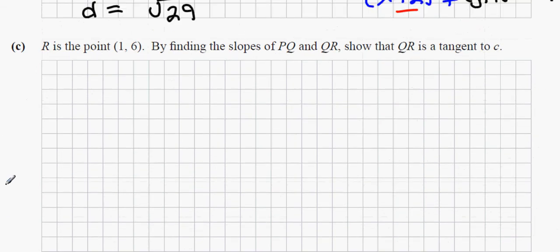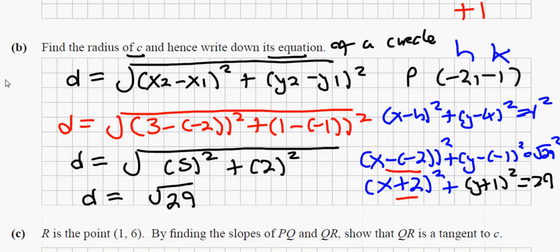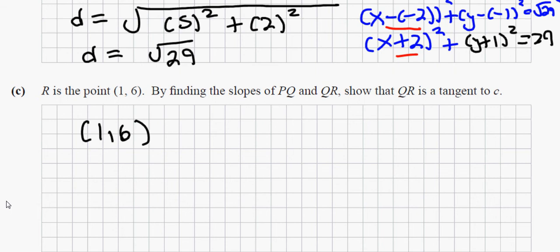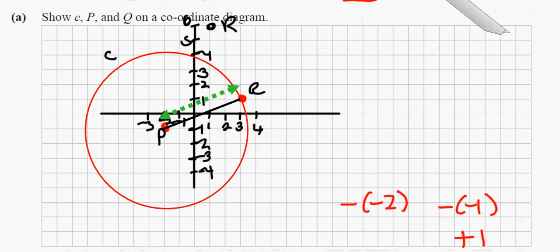Now, R is the point (1, 6). By finding the slopes PQ and QR, show that QR is a tangent to C. So R is the point (1, 6). Let's look at (1, 6) up at the graph here. So (1, 6) is up here. This is the point R. And what it wants us to do is find the slopes of PQ and QR. So QR is located here.